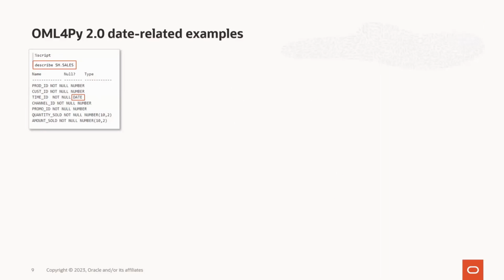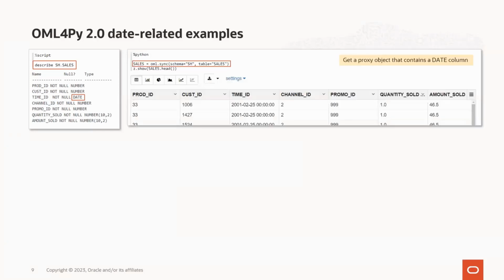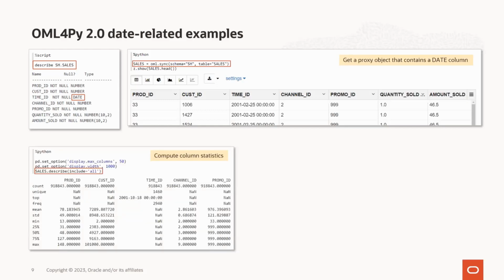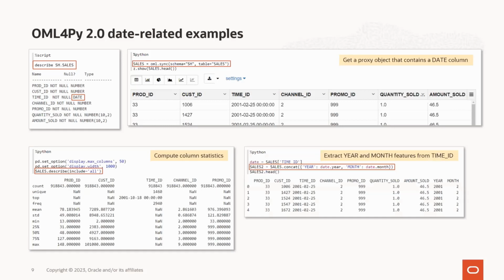Now, using the SH schema's sales table, one of the database's demo datasets, we see the column time ID is of type date. And we can obtain an AutoML data frame proxy object using AutoML sync. From there, we can compute statistics using the overloaded describe function, which processes the computations in the database. And we can extract date features like year and month as separate columns so they can be included in further analysis or machine learning modeling.